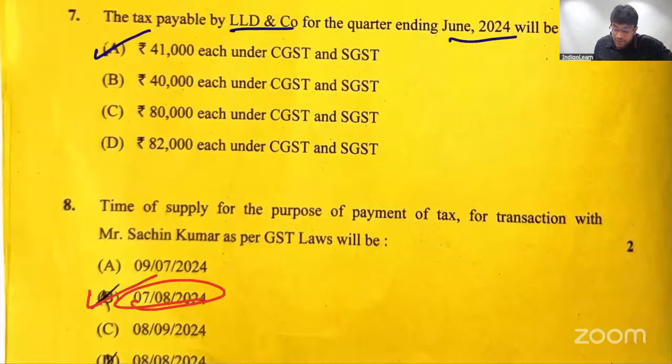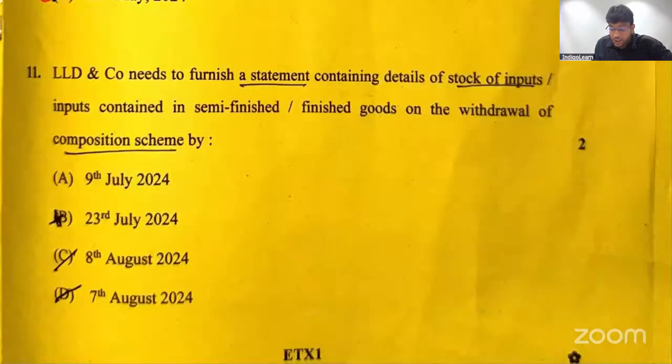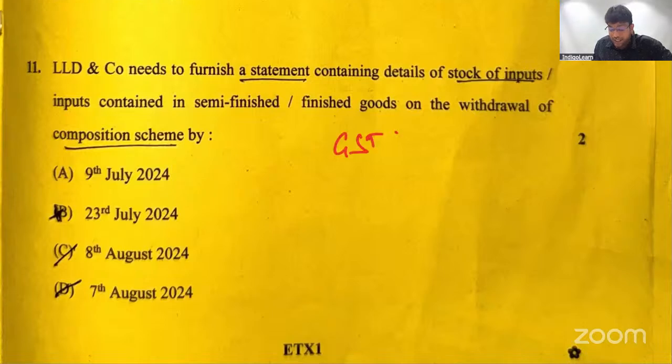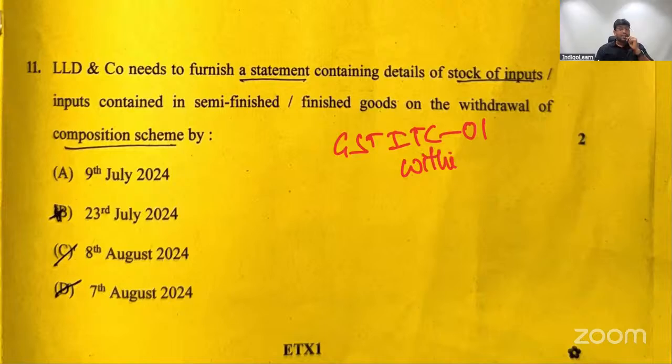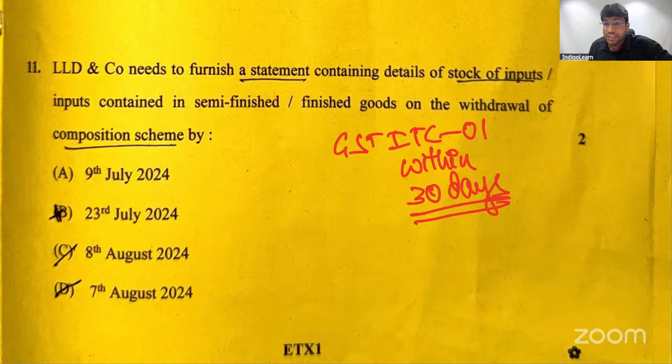Which form will they file? We know that GSTR-01 they'll file, and that too within 30 days. I'm sure you know this concept, my dear friends. We covered this a lot during our lectures, and accordingly, the answer is coming to 8th of August 2024.